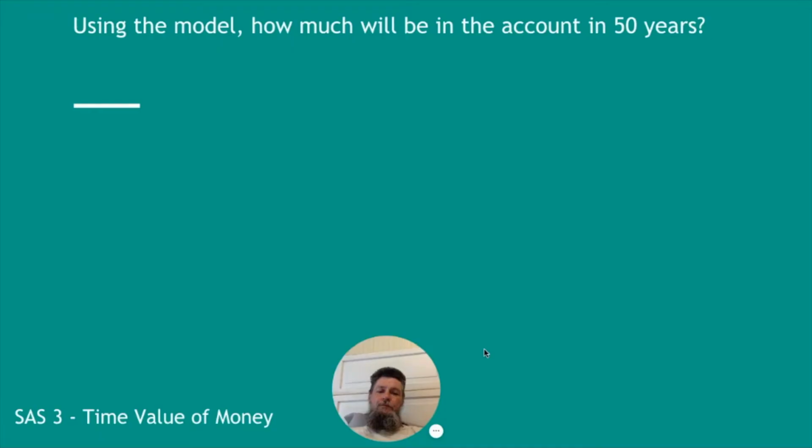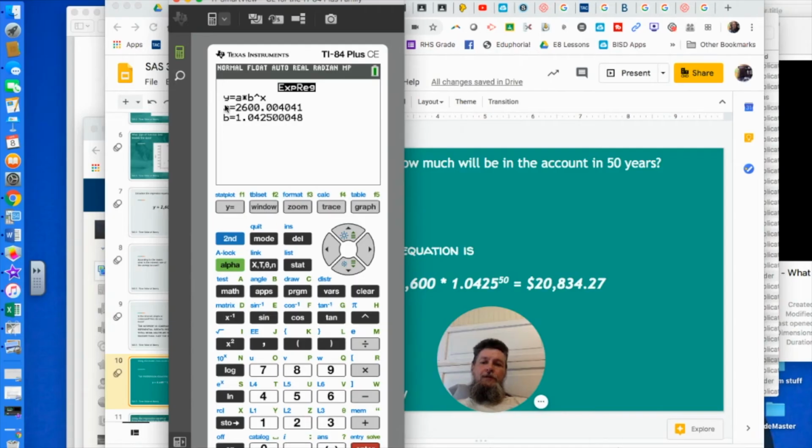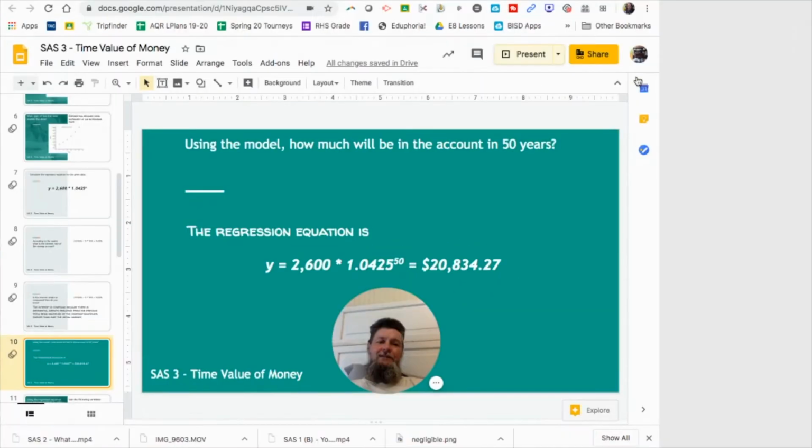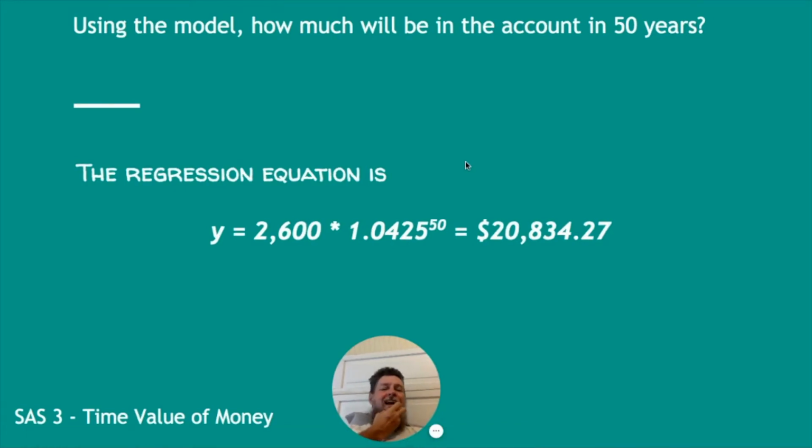All right. So, using the model, how much will be in the account in 50 years? The function is y equals 2600 times 1.0425 raised to the x power. So, let's go and put that in there. 50 years, times 1.0425 raised to the 50th power. We're just going to raise it to the number of years. Should be $20,834.27. Well, I got a different value, but you see, that's exactly what it says here. The regression equation from the calculator is nearly the same as what we have here.